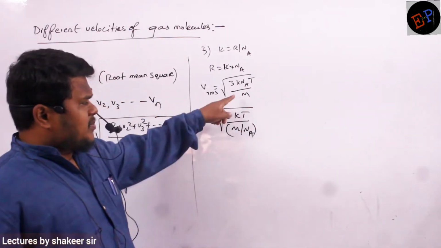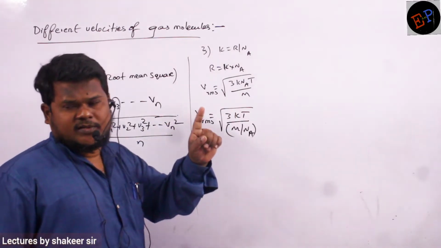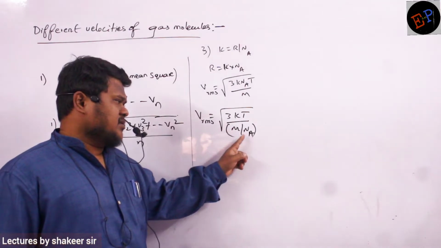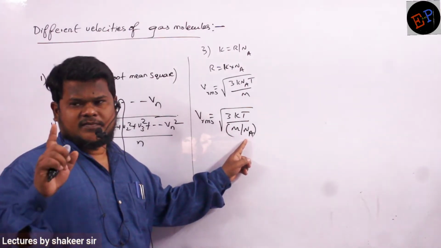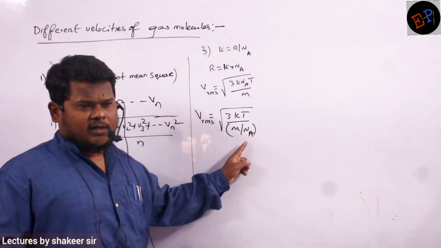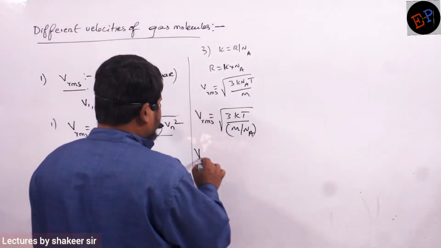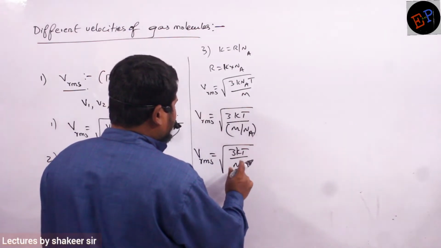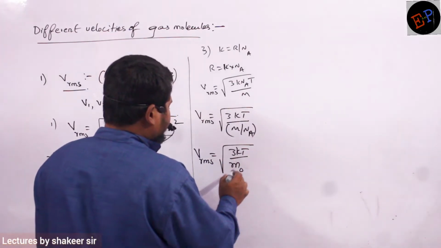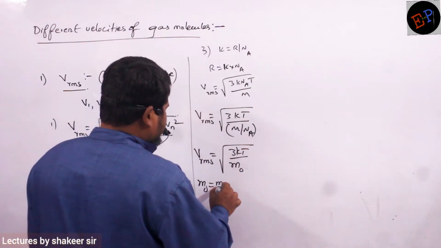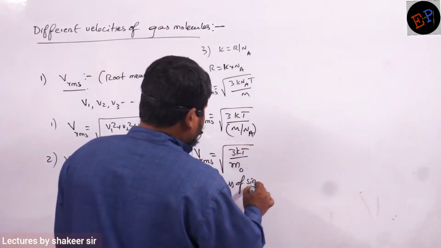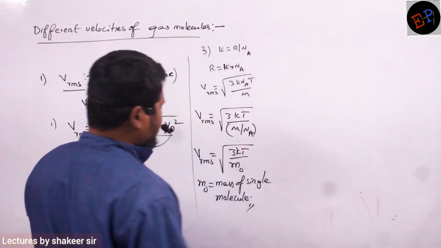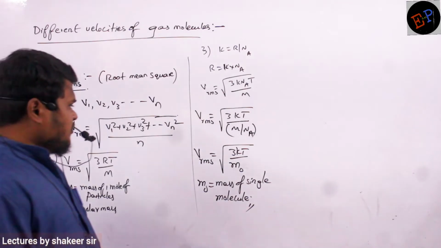What is M here? Capital M is the mass of 1 mole of molecules, which means Avogadro number of molecules. So if I divide that mass by Na, then I will get the mass of a single molecule or single atom or single ion. Therefore I can write Vrms is equal to the square root of 3kT divided by small m naught. What is small m naught? It is the mass of a single molecule or single atom, anything you can call it. This is another equation for Vrms.